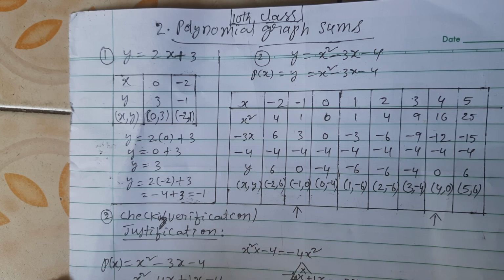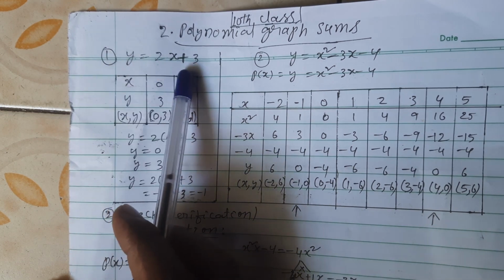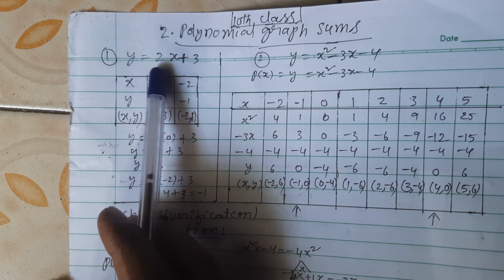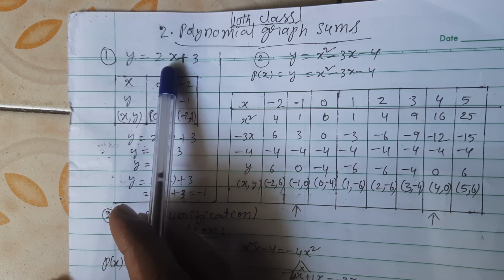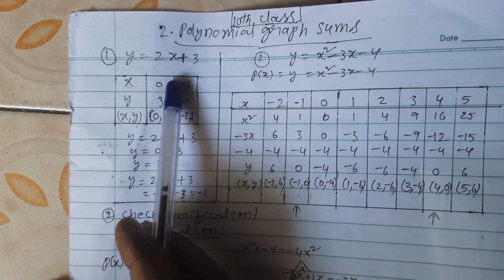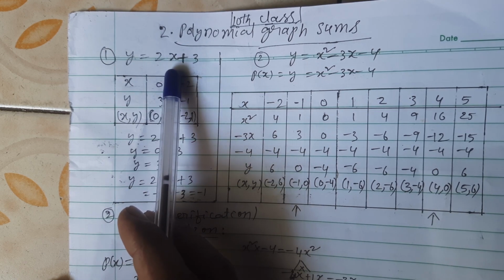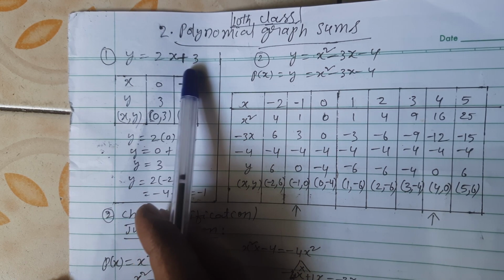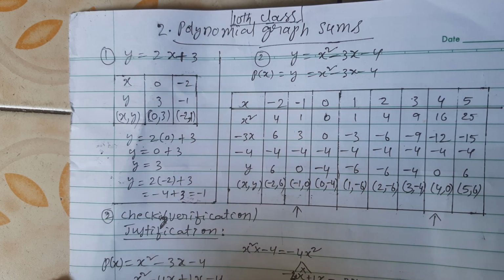So we are going to discuss first y is equal to 2x plus 3. This is x, the power is only 1. Any power not there means 1. That means it has only 1 zero.